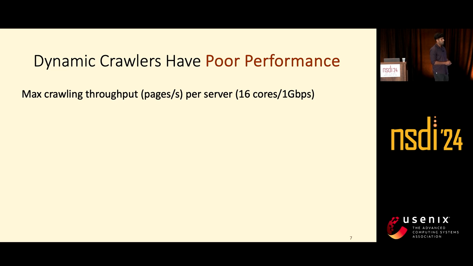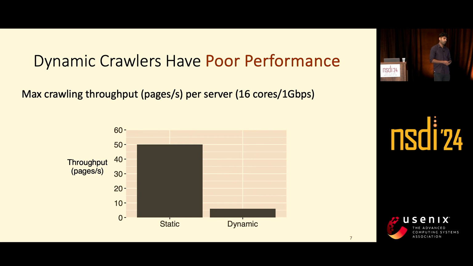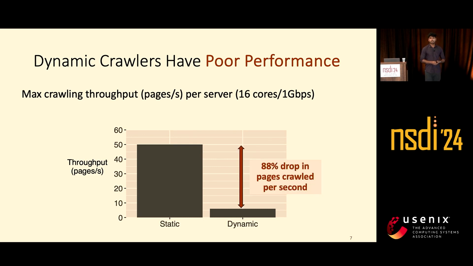To estimate that, we conducted an experiment where we measured the max throughput, measured in pages per second, on a given server with 16 cores and 1 gig network. As you can see from this result, the dynamic crawler performs significantly worse, specifically 88% in our case, compared to the static crawler.